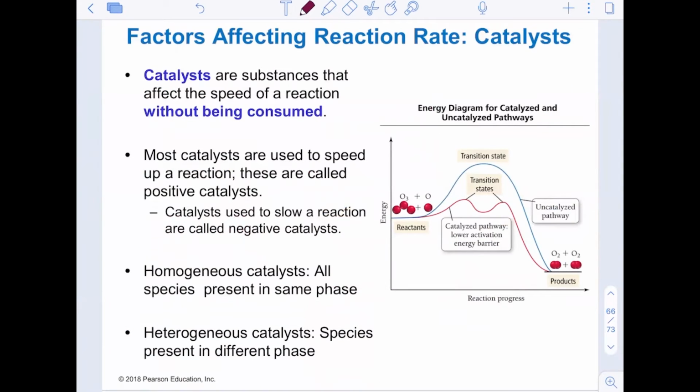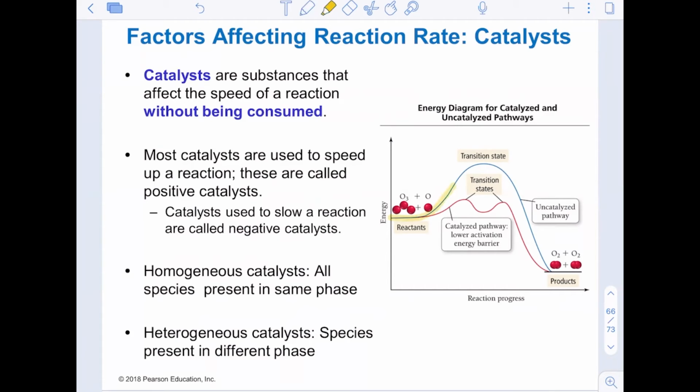Factors that can affect a reaction: catalysts. Catalysts are substances that affect the speed of a reaction without being consumed. Most catalysts are used to speed up a reaction; these are positive catalysts. Catalysts can also be used to slow down a reaction. They're called negative catalysts. There are some, and I will explain at least one that you will see in organic chemistry as well, that would slow down a reaction. Most catalysts do the speeding up though.